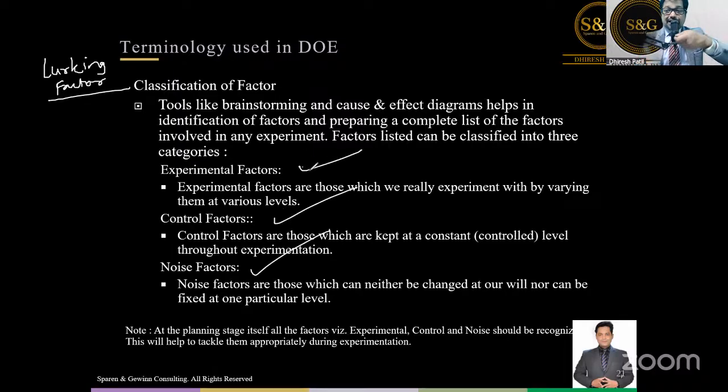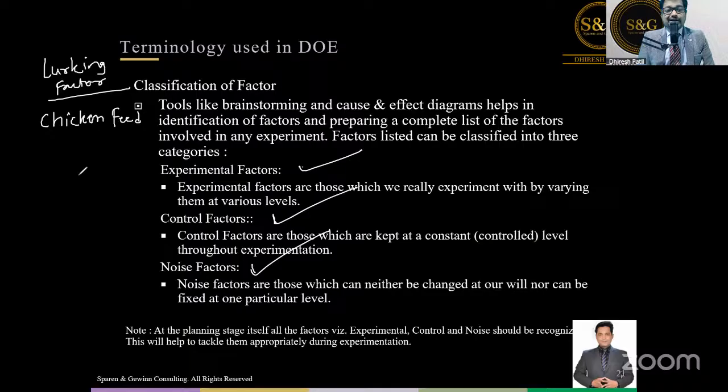Experimental are the factors which are changed. Control factors are kept constant. Noise factors we cannot control. And there is a fourth factor which is called lurking factor. Example, there was a company in the US that used to make chicken feed. Chicken feed is the protein rich food given to the chicken in a poultry farm. They claimed that if you use our chicken feed, the weight of the chicken will become double in 1 month. That was their claim.